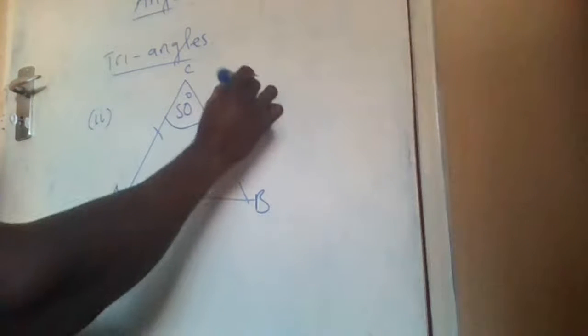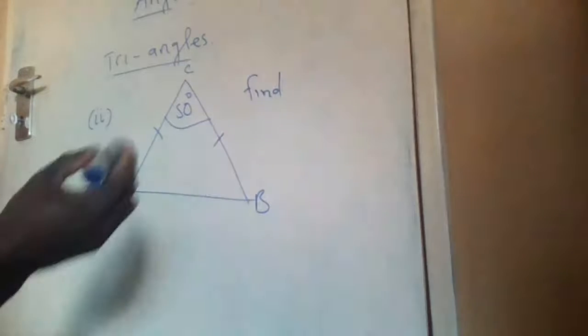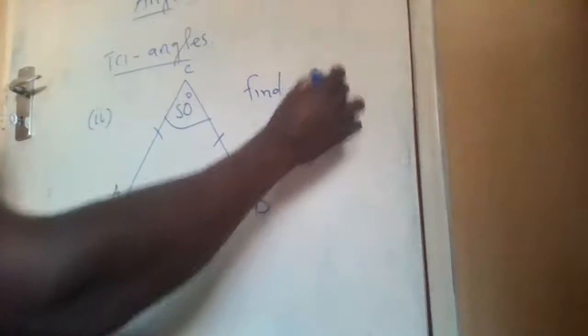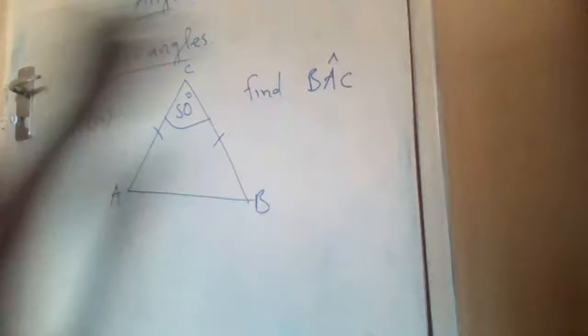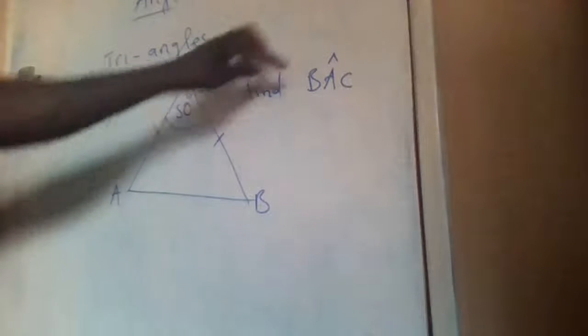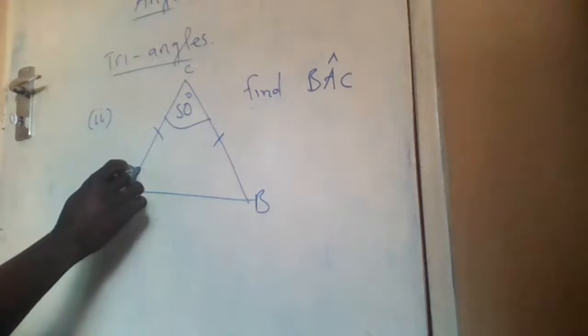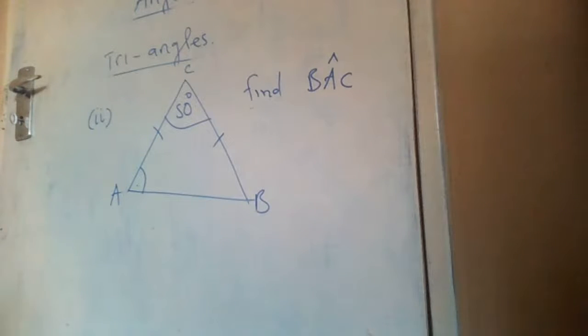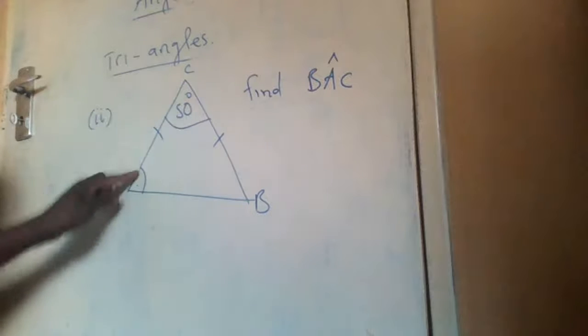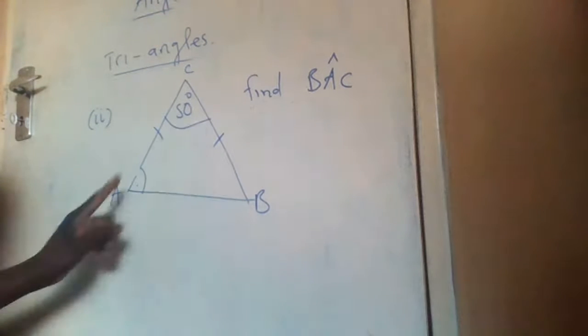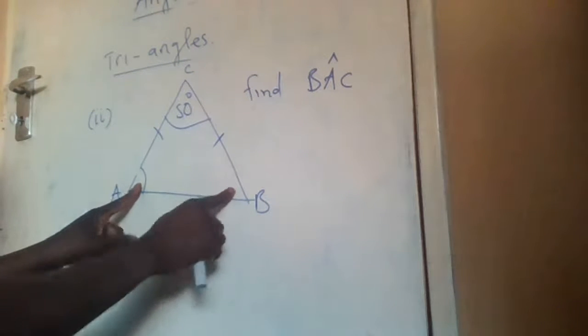Then they say find angle B. You know that they're looking for the angle at this point. But you see, there's no data, we don't even know what to do. The truth of the matter is that we know the type of this triangle, it is an isosceles. And if it is an isosceles, this line and that line are equal, making sure that these angles are also equal.